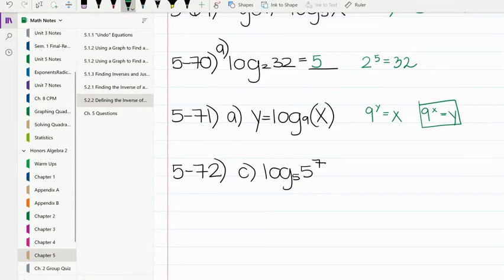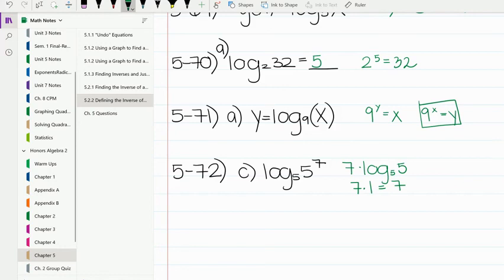So what actually happens is this 7, we can think of as an exponent. You actually want to move it to the front. So this is really 7 times log base 5 of 5. And log base 5 of 5 is 5 to what power gives us 5? 1. So it's really just 7 times 1 equals 7.